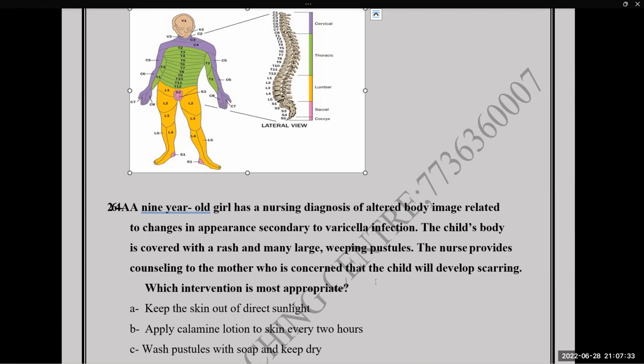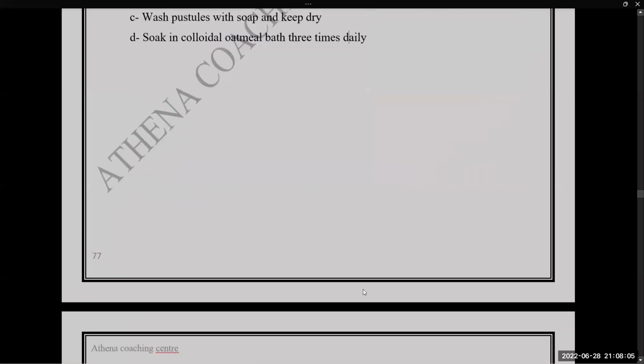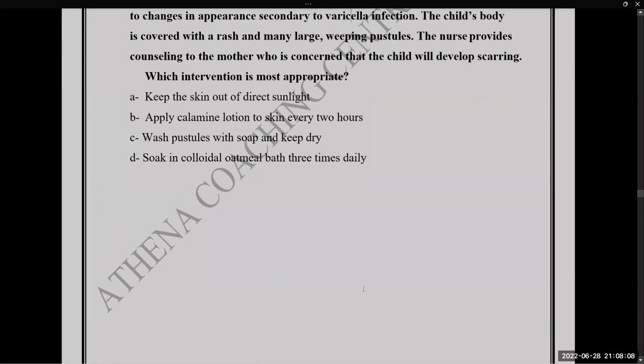So what's the meaning of the question? A 9-year-old girl, and she is literally conscious about her body image, and she was infected with a varicella infection. It is chickenpox, and currently the patient has a rash, weeping pustules, and the mother is also concerned regarding the look and the scar. And scarring is very common in case of chickenpox infection. So how do we manage? Go through the options and select the answer.